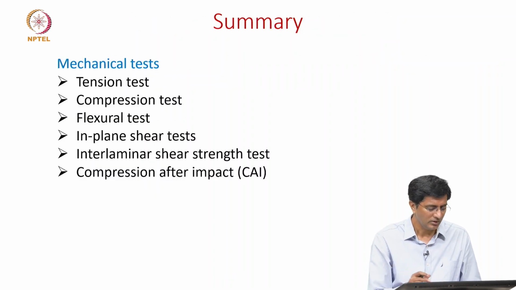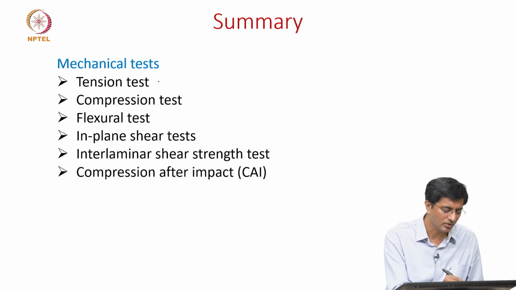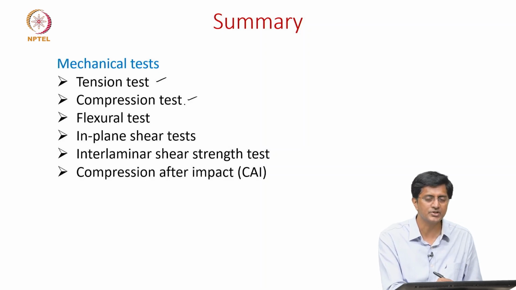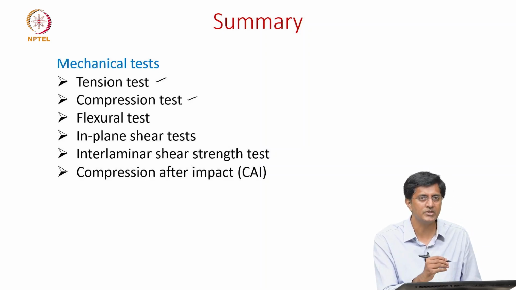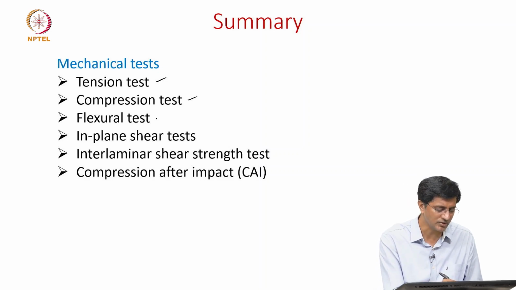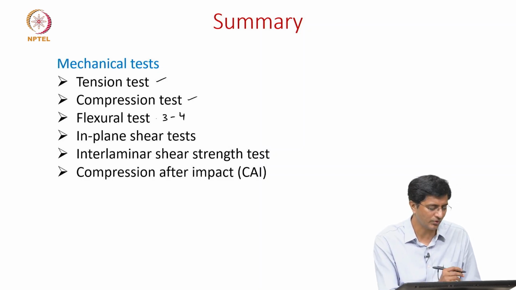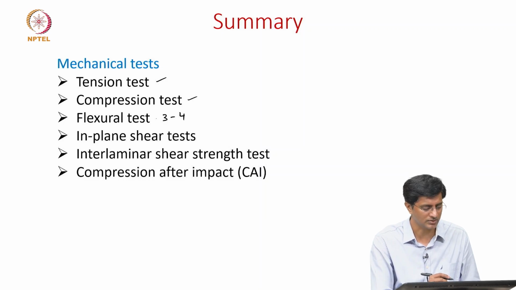So in summary, let's see what are the different tests we have looked at. We have looked at the tension test and the compression test. In the compression test we said the major problem is buckling. We need to avoid buckling before we can test the compression strength. So the test fixtures need to be carefully looked at. Next is the flexural test, where we discussed either the 3-point or the 4-point bend fixtures one can use to find the flexural strength and the modulus.